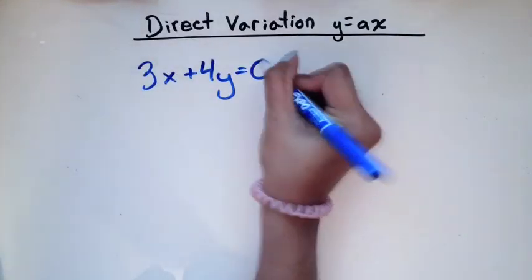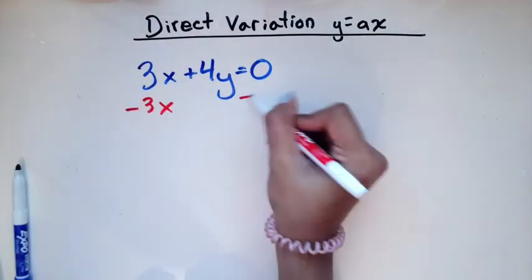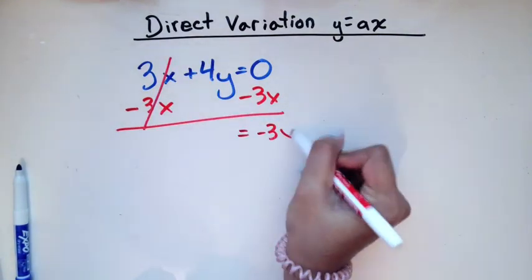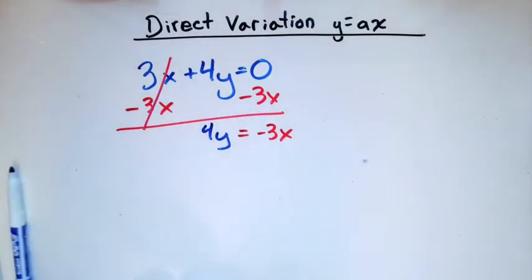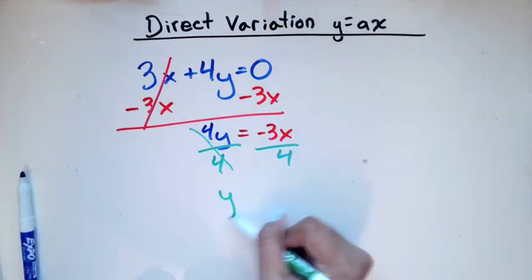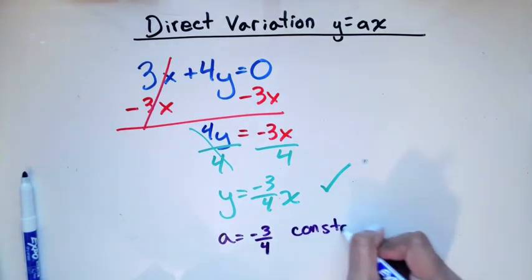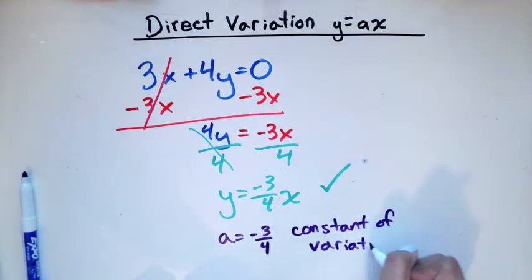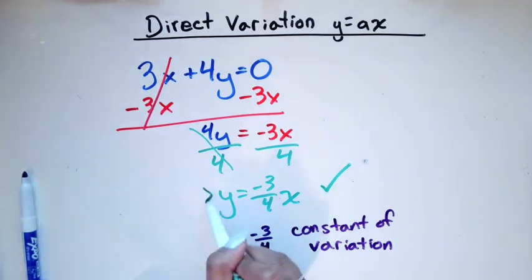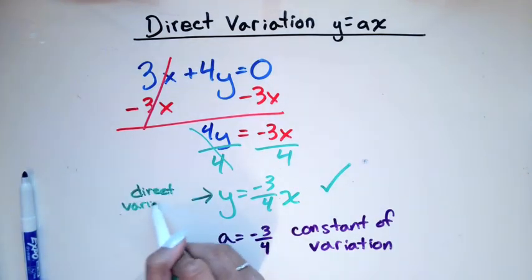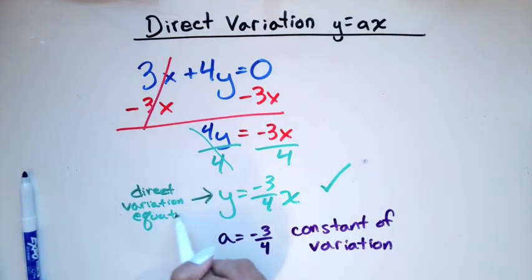Let's try another one. We have 3x plus 4y equals 0. As you guys see, flip through your pages. This is most likely going to be further along the line. I'm going to just go through a couple problems with you. For this direct variation, you get y equals negative 3 over 4x. Negative 3 over 4 is the constant of variation. It's also known as a constant of proportionality. Again, it's the same thing as slope. We're just using a different variable, a.